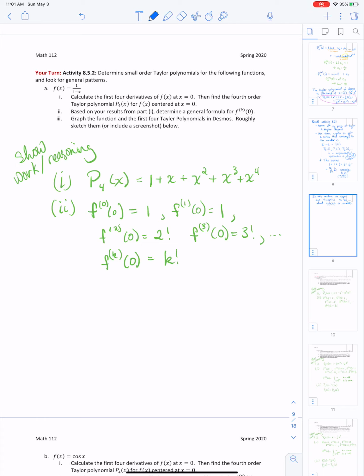I just finished the Your Turn activity, and so I just want to go through and show you what the rough answers were for at least parts 1 and 2, so that you can check your work. And just a reminder, you should be showing your calculations as you go for these problems. So the function 1 over 1 minus x has the particular P4 that I've shown here.